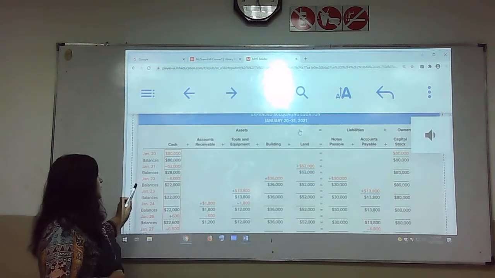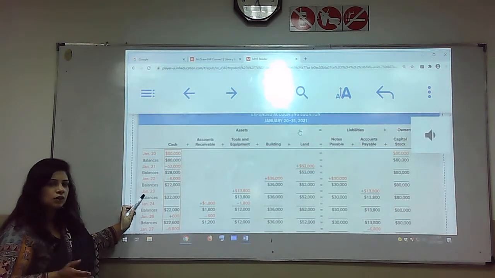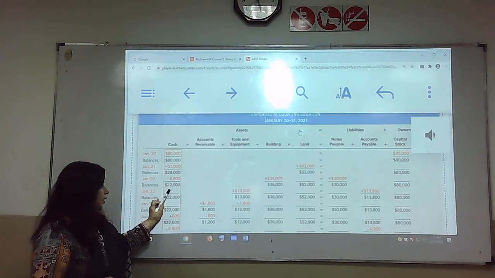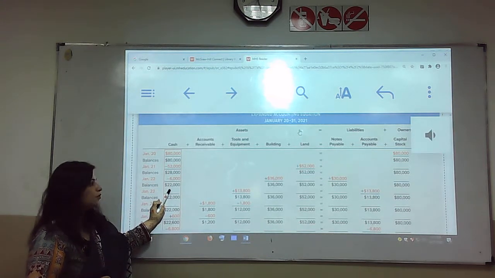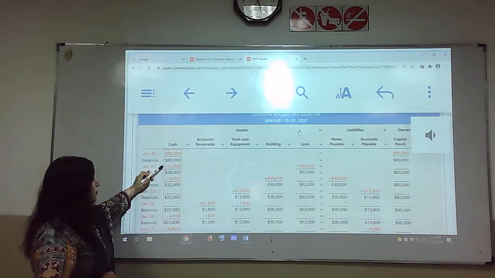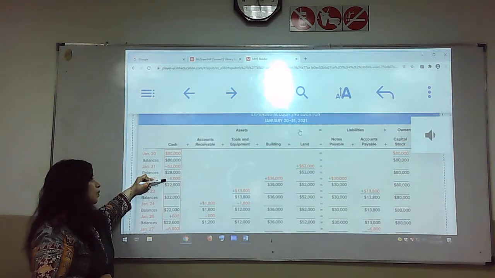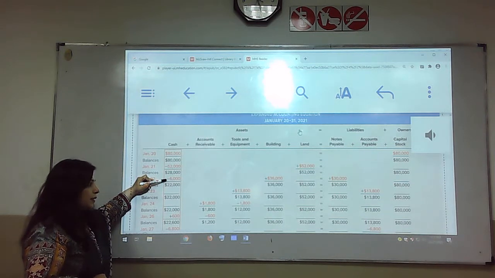Now on January 22nd, what happened? Partially cash was paid, $6,000. So you're going to subtract a further 6,000, and you get 22,000. So from 80,000, 52,000 was spent for land, and then a further 6,000 was spent in purchasing the building.